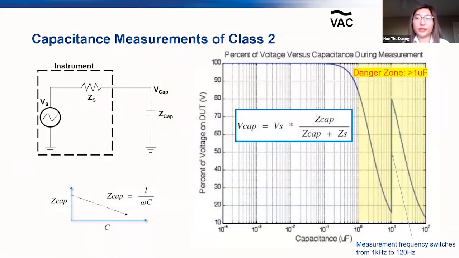All capacitance meters have some source impedance, or ZS, ranging from 20 to 100 ohms. Capacitors will also have an impedance, which we'll call Z cap. As capacitance increases, the impedance of the capacitor will decrease. If the capacitor's impedance starts to get close to the impedance of the meter, there will be a voltage drop across the capacitor you're trying to test. The plot on the right shows that as the capacitance of the MLCC increases, the voltage that's actually being applied will decrease, causing a measurement that is out of specification. This starts to become an issue when measuring class 2 capacitors above 1 microfarad.